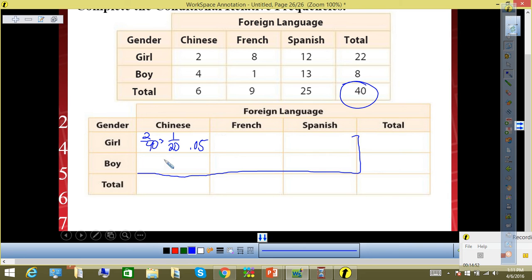Okay? All right. Press send on the screen. Exit out. For your homework, you're going to focus on finding relative frequencies. The worksheet's over here.